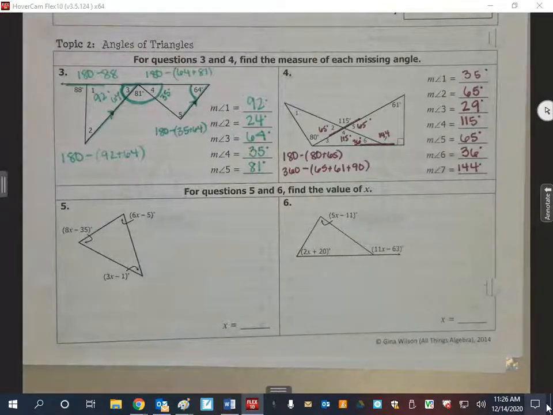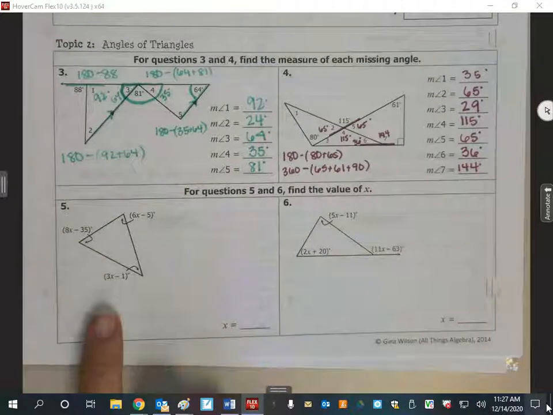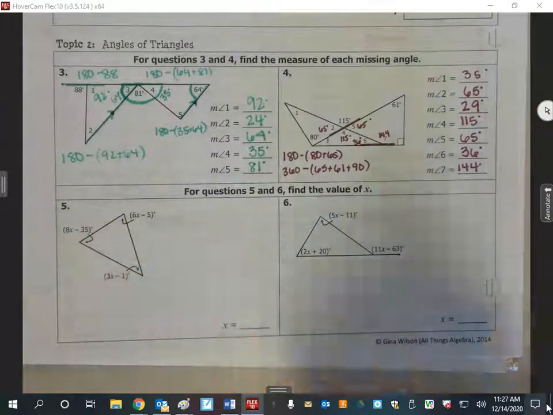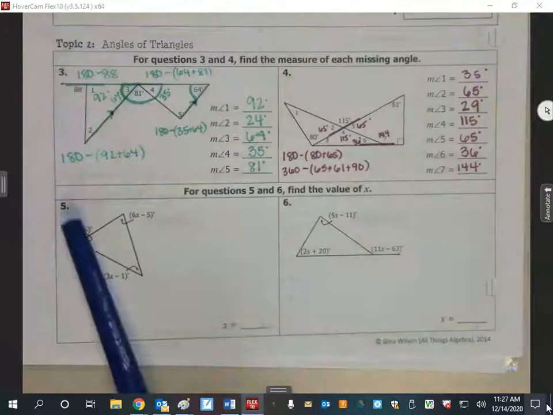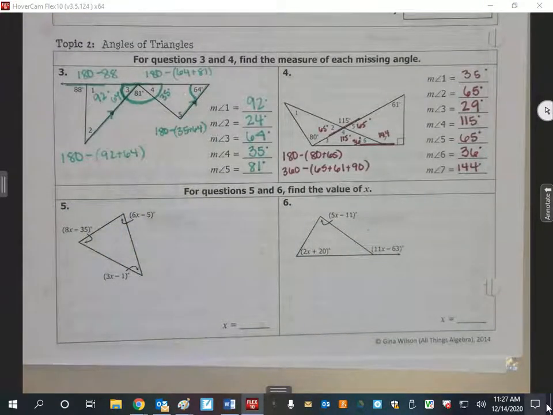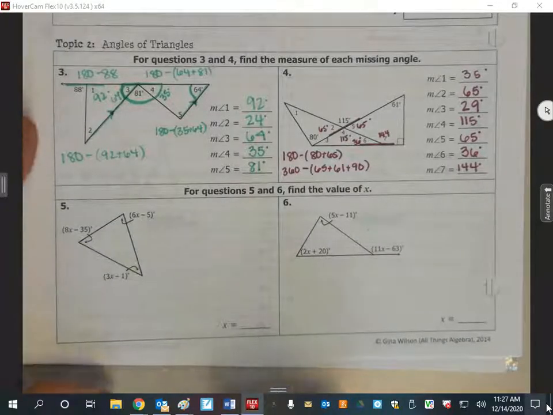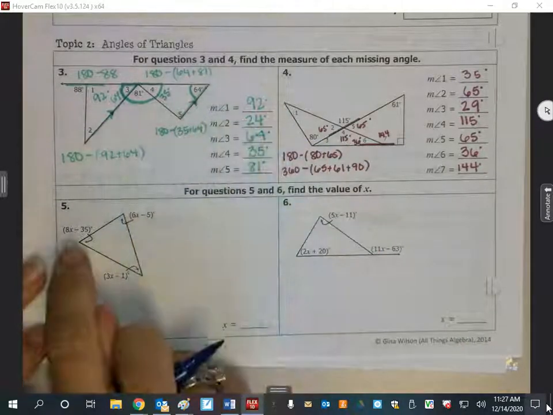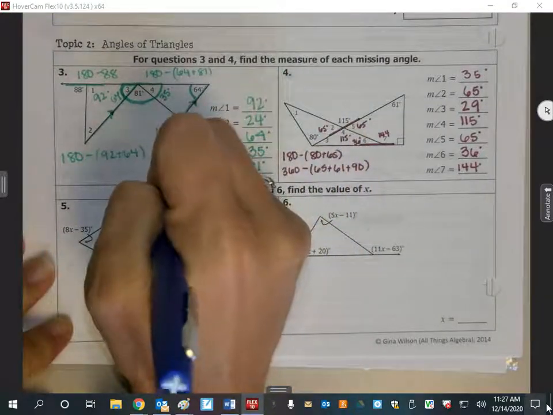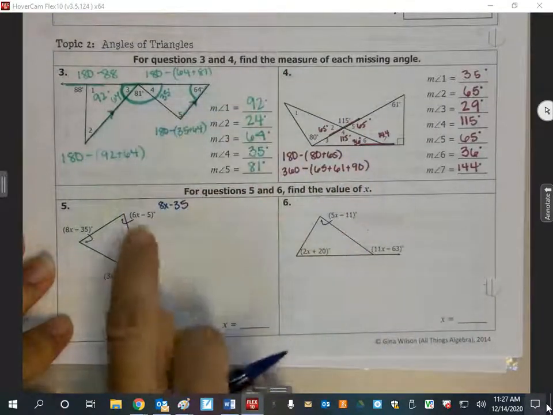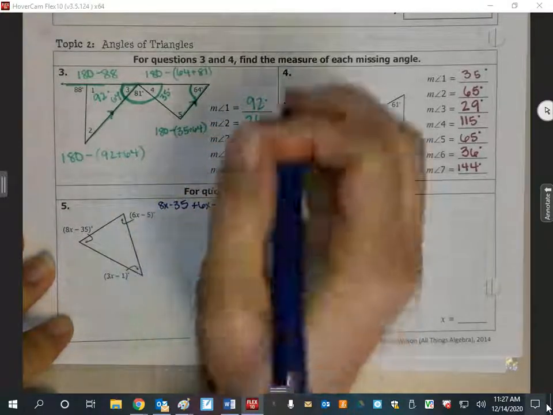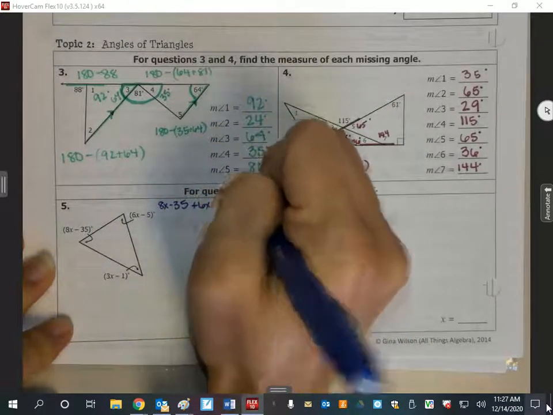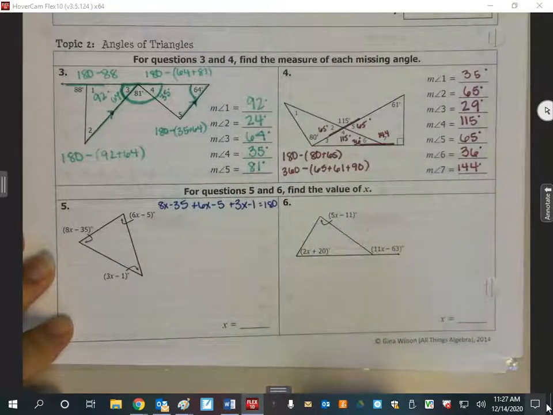All right, let's go to number 5. So again, with number 5, you know that all 3 of the angles in the triangle must add up to be 180 degrees. So I'm going to add them together and set them equal to 180. So 8x minus 35 plus 6x minus 5 plus 3x minus 1 equals 180.